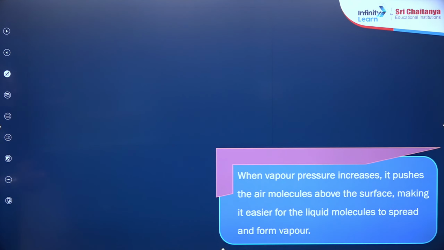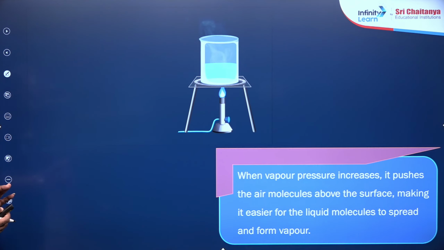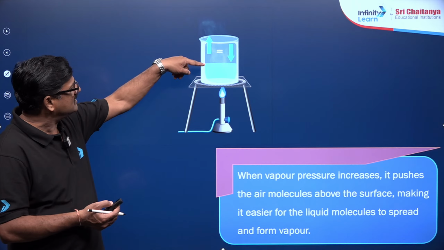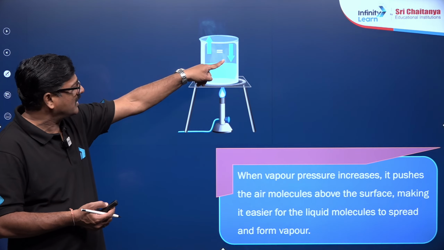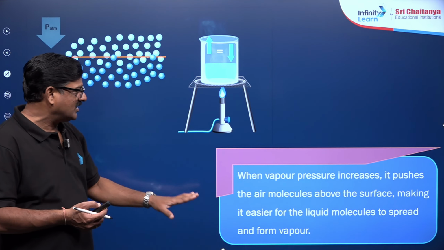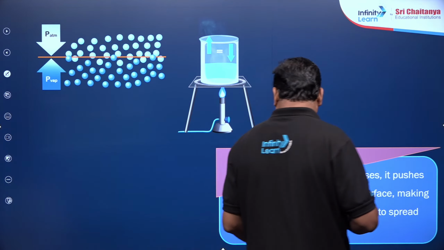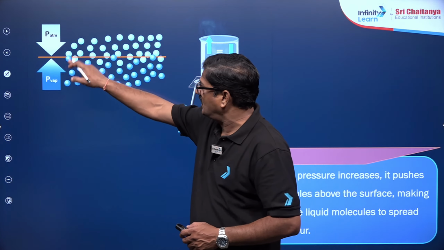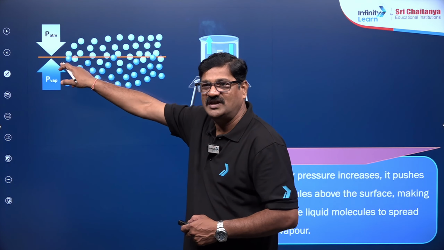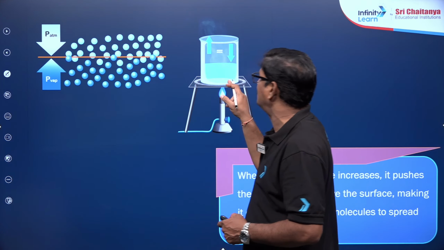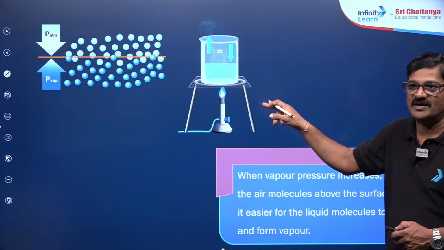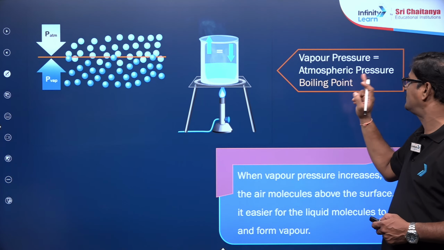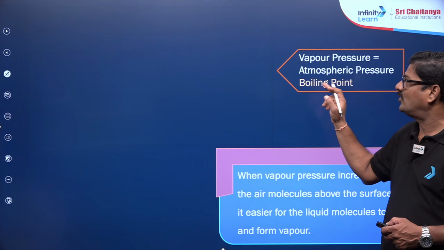And you can see the vapor pressure increases when the temperature is increased. So what happened? The vapor pressure becomes equal to the atmospheric pressure, making it easier for the liquid molecules to escape as vapor. When the vapor pressure and the atmospheric pressure are equal at that temperature, the solution starts to boil. That is what is called vapor pressure equal to atmospheric pressure, the boiling point temperature.